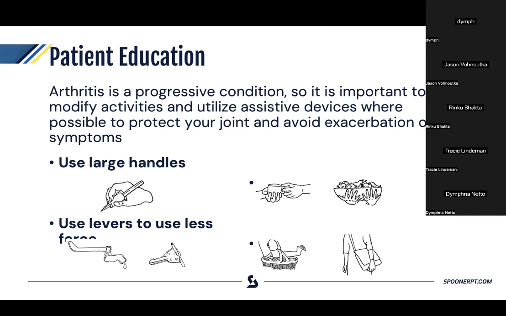So another way to reduce stress on your joints is, when possible, try to use two hands. Instead of tightly gripping with one hand, you can disperse that weight onto two hands. Another way is trying to use levers when possible.